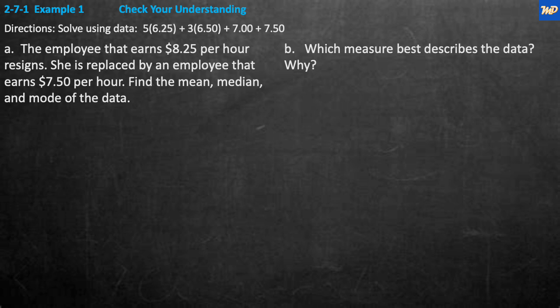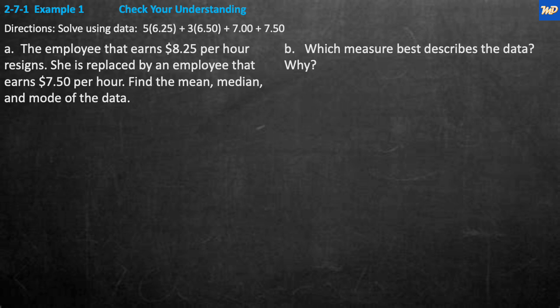Okay, I'm assuming you've done that and you've got a good answer for it, and it came pretty straightforward for you. So let's do it. They want, the employee that earns 8.25 per hour resigns, and she is replaced with an employee that earns 7.50 per hour. So that means that her outlier from previously is not as much of an outlier as it used to be. It's closer in. It's closer to the $7 one, right? Anyways, so then it says she's now paid 7.50 per hour. Find the mean, the median, and the mode of the data. So this is the same problem we just had, but let's go ahead and do it again.